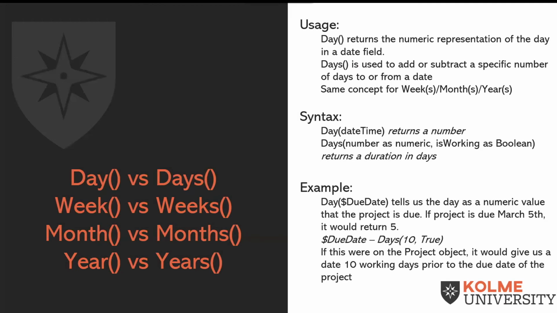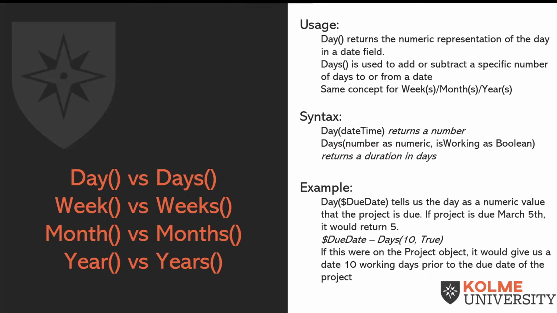That's right. So what's the difference between day and days? Day returns the numeric representation of the day in a date field. It's like month would return the numeric representation of the month in a date field. Days is used to add or subtract a specific number of days to or from a date. And it's the same concept for the other three.